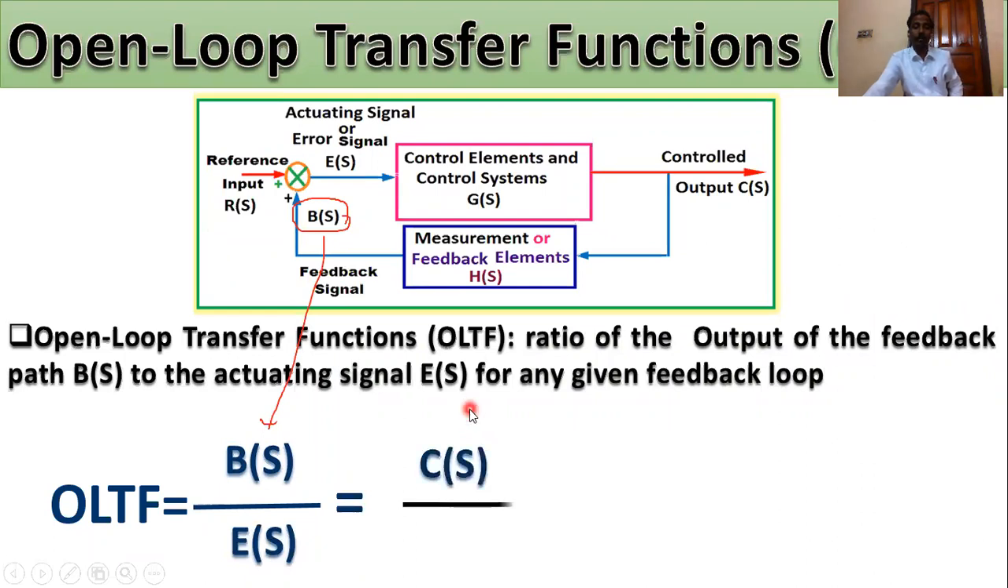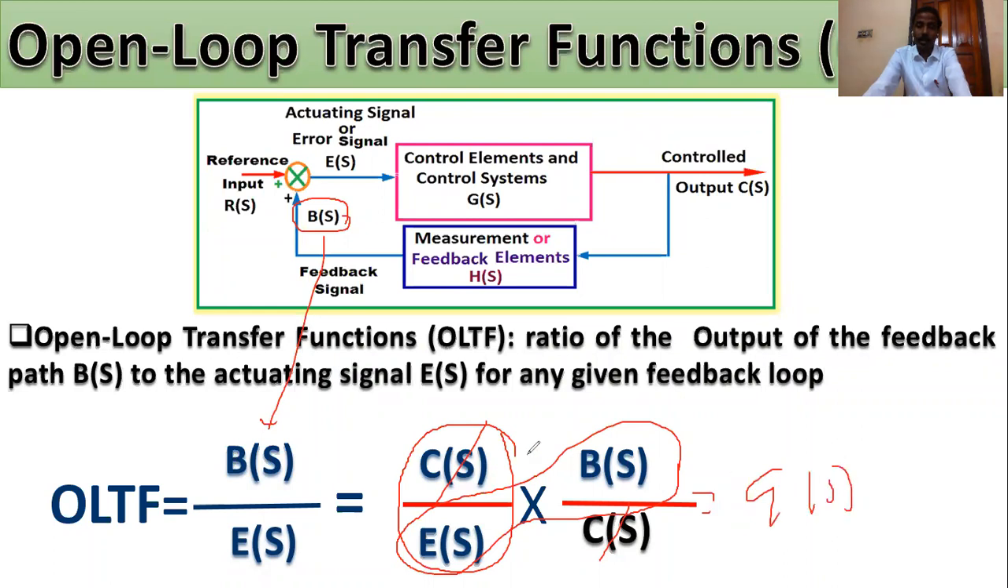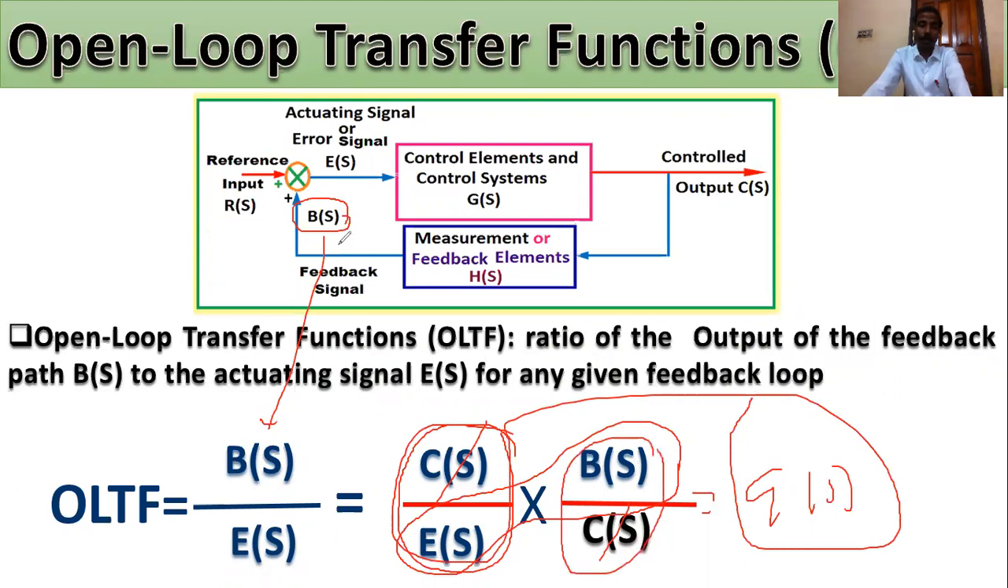This is equivalent to what? This is equivalent to C of S by E of S into B of S by C of S, because if C of S cancels, again we get B of S by E of S. Then C of S by E of S equals what? C of S by E of S equals the output over input for the forward path transfer function, where C of S is the output, E of S is the input, and the gain equals G of S. So the first term is equivalent to G of S. And the second term, B of S, the output, by C of S, the input, is equivalent to H of S.